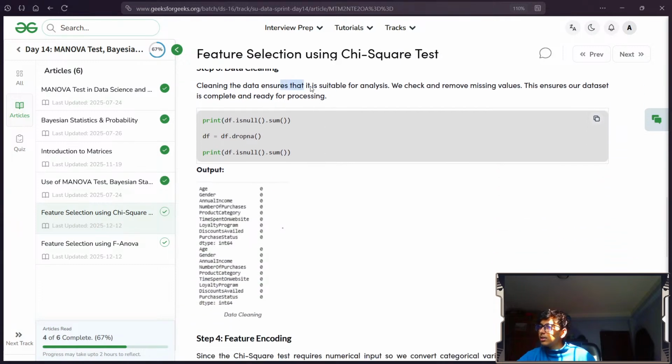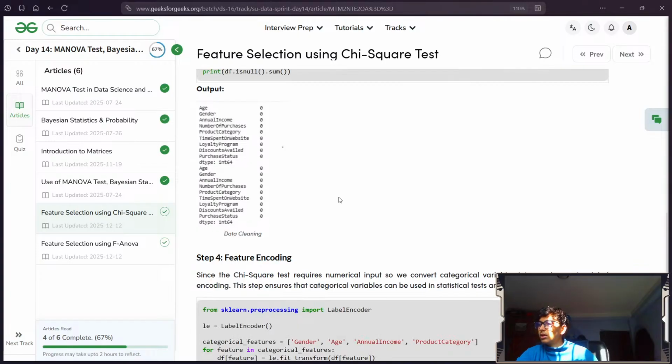Data cleaning. Cleaning the data ensures that it is suitable for analysis. We check and remove missing values. This ensures our dataset is complete and ready for processing. So df.isnull().sum() checks whether values in the data frame are null and sums them, and nothing was printed. Then df.dropna() will drop any rows with null values. So that is the case.